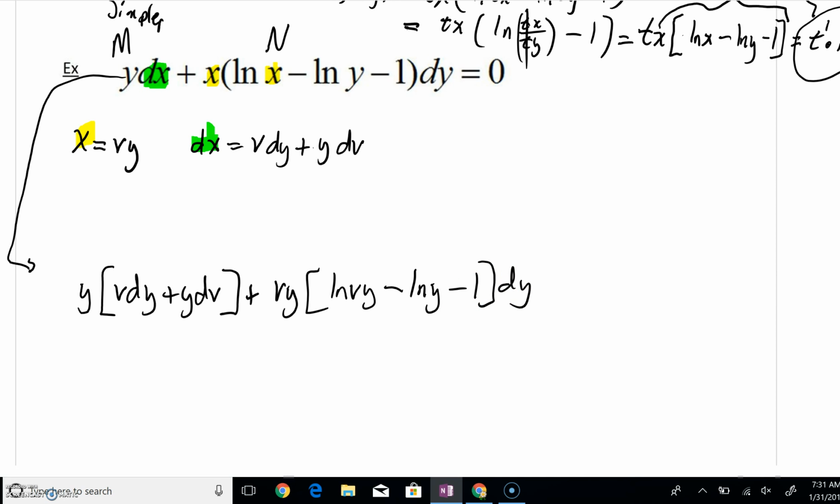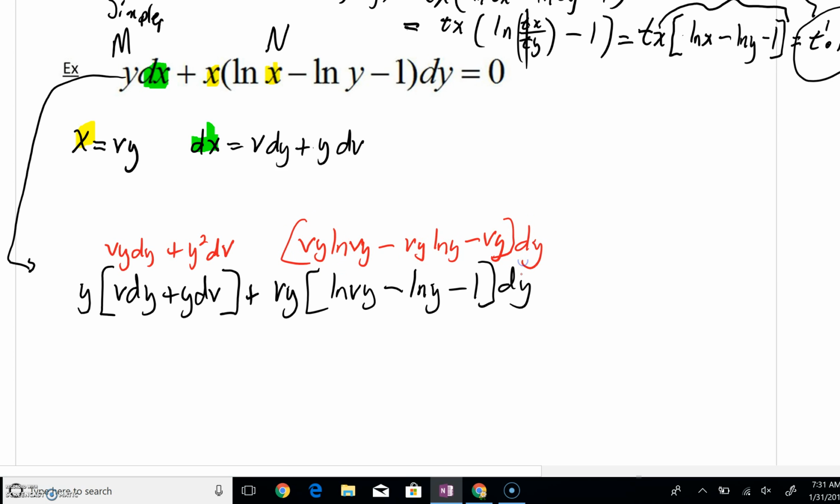Now, what I like to do is just see what happens as we distribute all of this. We'd have a Vy dy plus a y squared dv. Over here, we would have quite a bit messier form, a Vy ln of Vy minus a Vy ln of y minus a Vy. And of course, that's all associated with your dy. I didn't even distribute the dy in there. I guess what I want us to immediately take notice of is that we have a minus Vy dy right here, and we have a plus Vy dy over here.